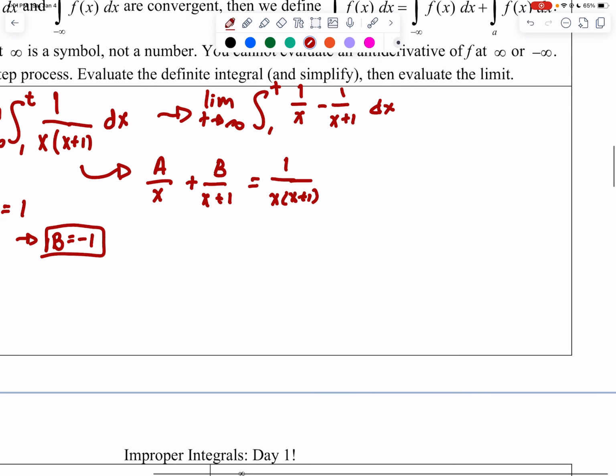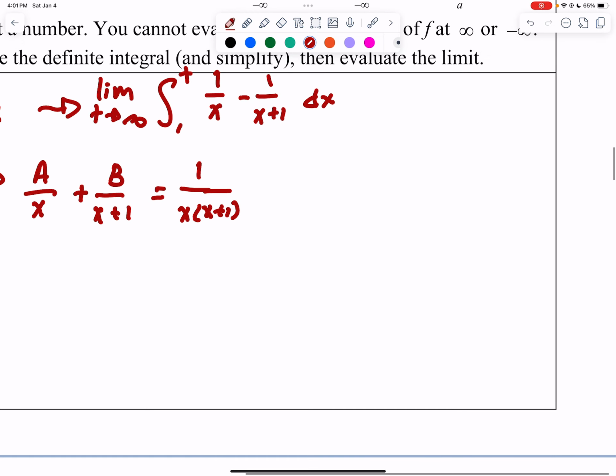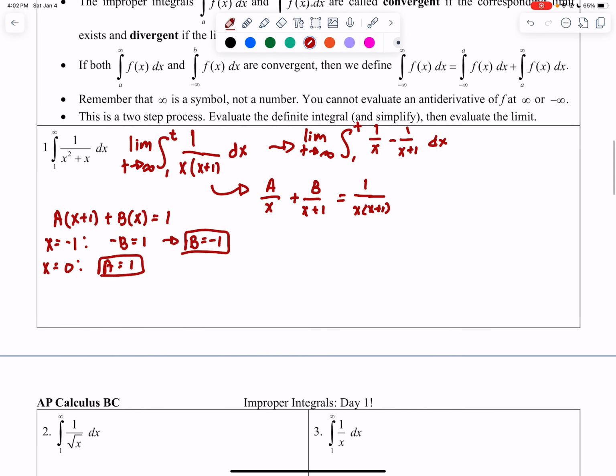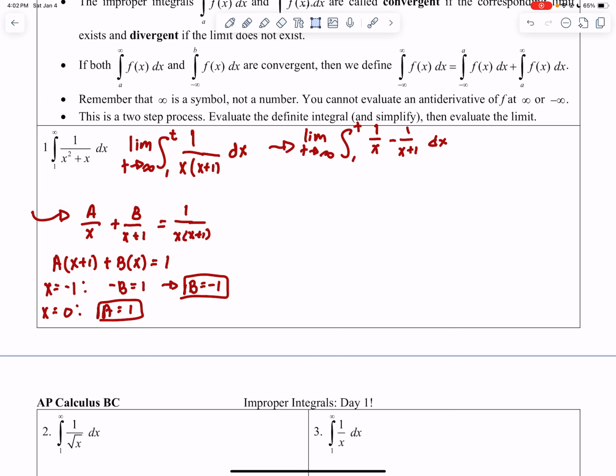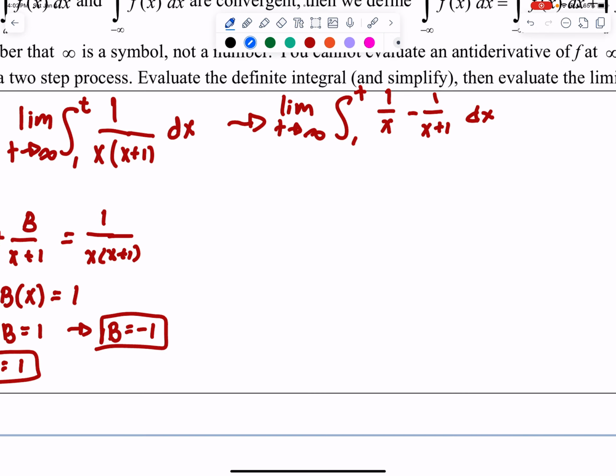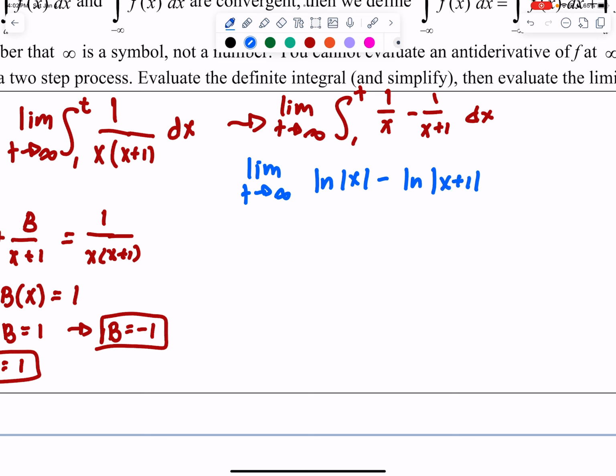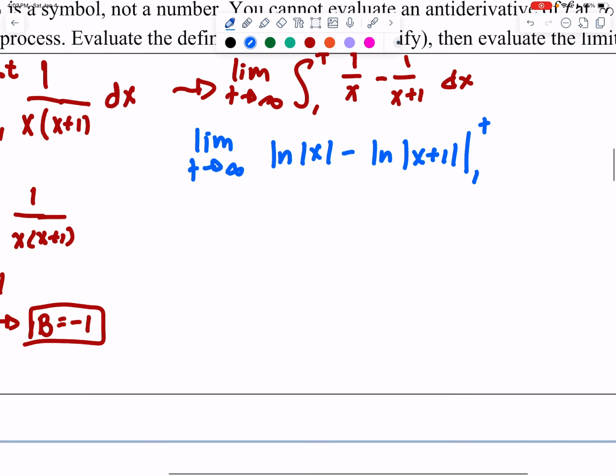Once again, we need that limit notation throughout, so I'm going to go ahead and take the antiderivative, but taking the antiderivative requires that limit notation. So I have the limit as t approaches infinity of ln of x minus ln of x plus 1 from 1 to t. Now, hypothetically, because my integral is going from 1 to t and it's positive, I don't really need the absolute value bars here. So in the next step, I'm going to go ahead and take that out.